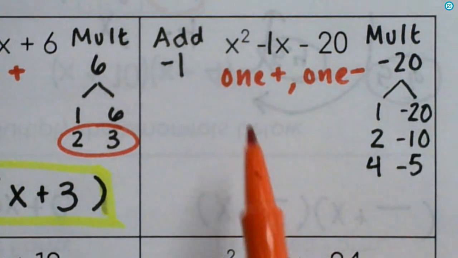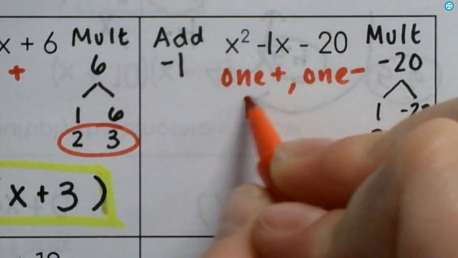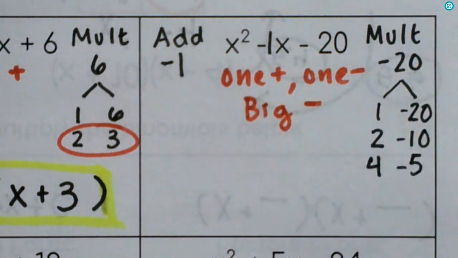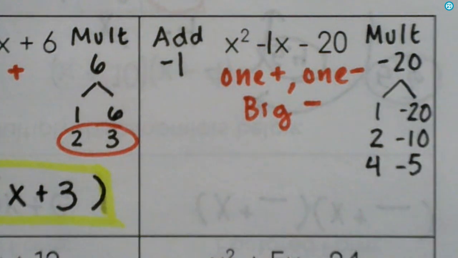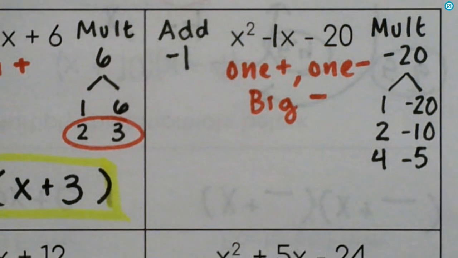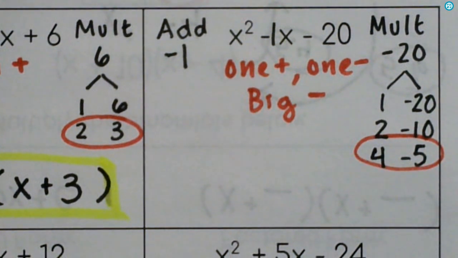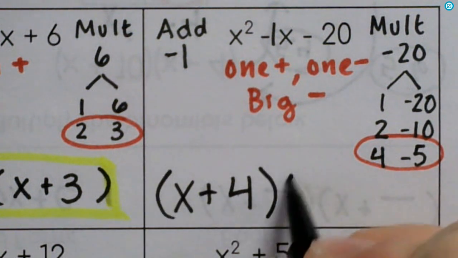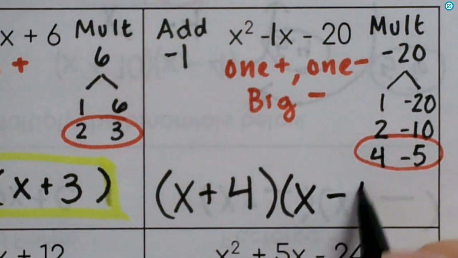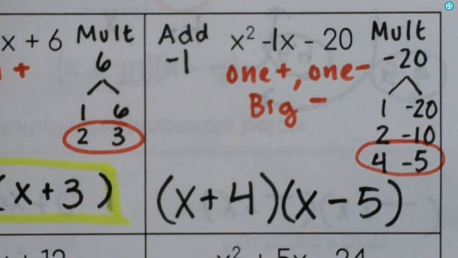So I'm going to go ahead and make all of my bigger ones be negative. I'm going to add bigger negative. So if you need to add to be negative, you want your bigger one to be negative. Now, which of those add together to be negative 1? 4 and 5. 4 and negative 5. So our answer is going to be x plus 4 times x minus 5. So the 4 is a plus, the 5 is a minus.